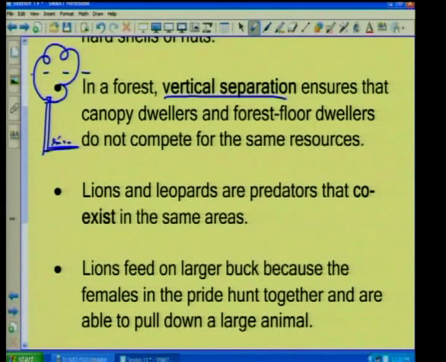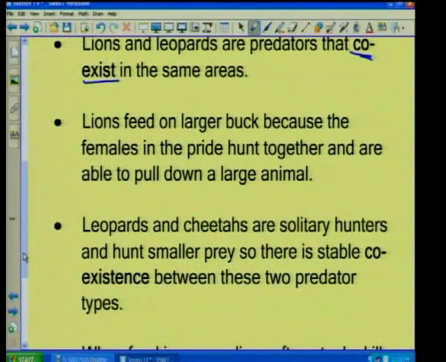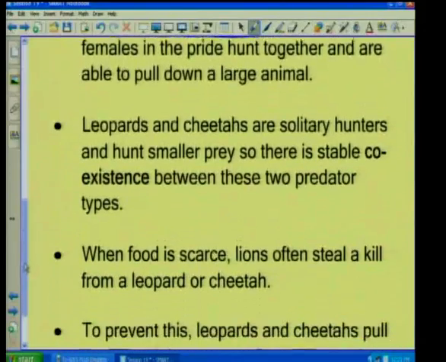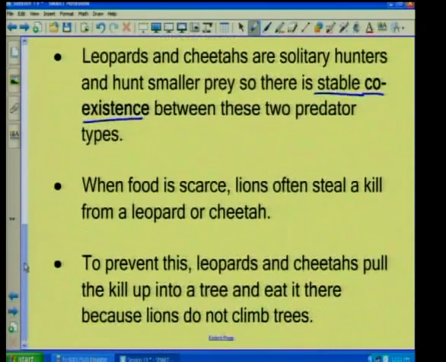These guys are going to compete for something totally different to the monkeys that are cruising around in the top of the trees. Lions and leopards are predators, and they coexist in the same area, and we've gone through that one. I've discussed the buffaloes, for example, and the food they eat. Lions feed on larger buck because the females and the pride hunt together and are able to pull down a big animal, whereas your leopards, well, your cheetah's a solitary hunter and they can't. So they are quite happy to coexist in a stable environment, both as predators.